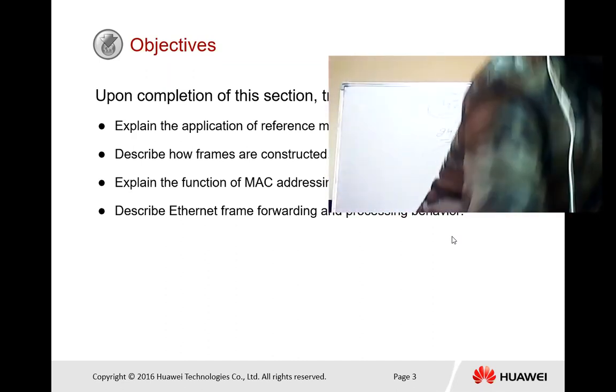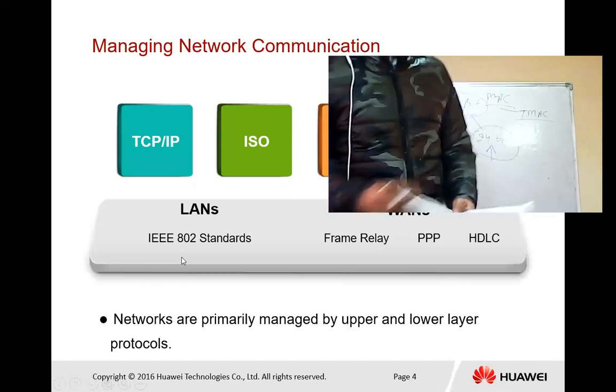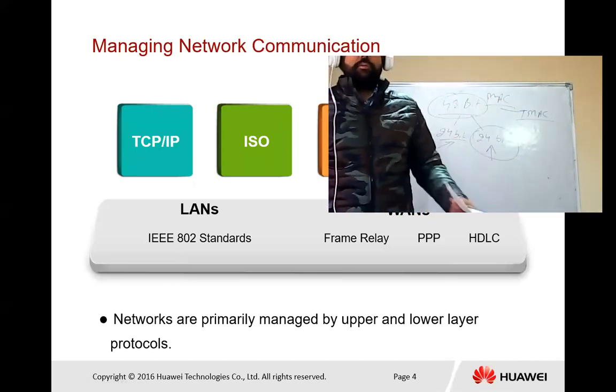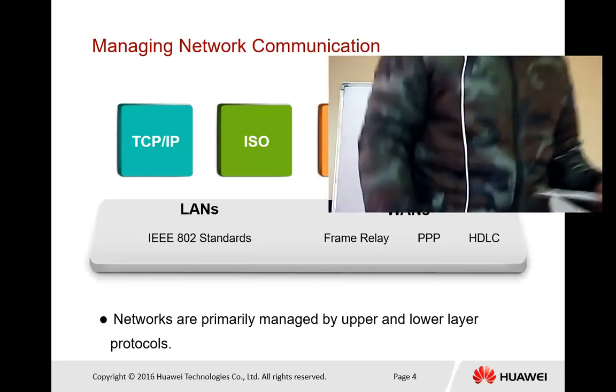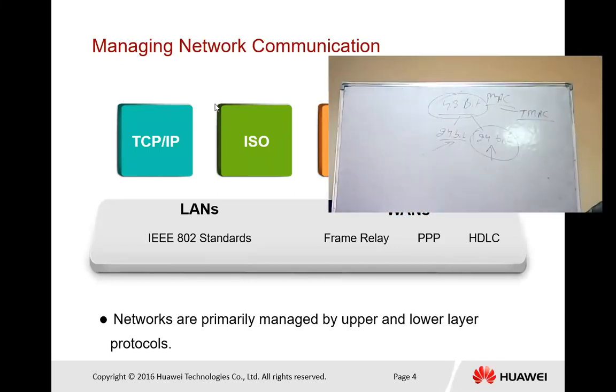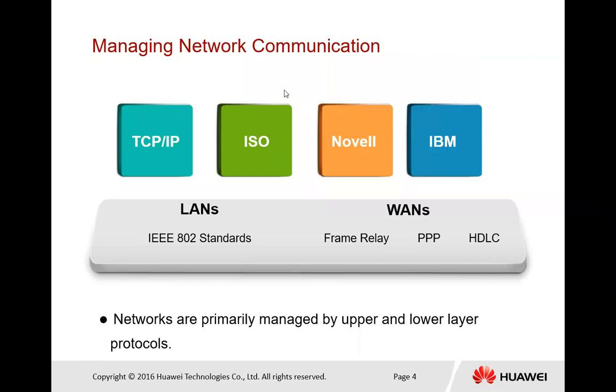So next we have different types of managing network communications. We have TCP/IP, ISO, Novell, IBM. There are basically two models, TCP and OSI, that is ISO. TCP stands for Transmission Control Protocol. ISO is the International Standards Organization. OSI is open source.